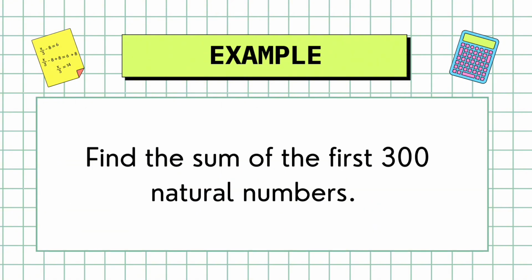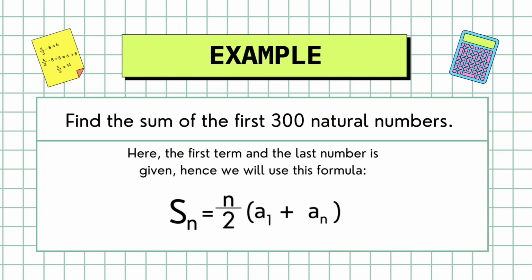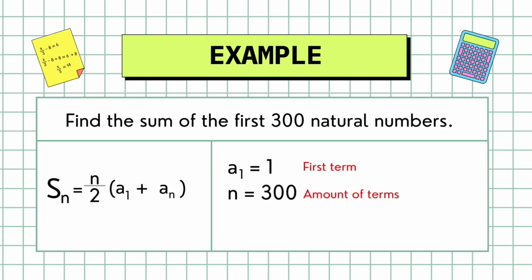Next, let us find the sum of the first 300 natural numbers. Here we know that our last number is 300 and our first number is 1. So we can use the first formula, which is s sub n is equal to n over 2 multiplied by the quantity of a sub 1 plus a sub n.